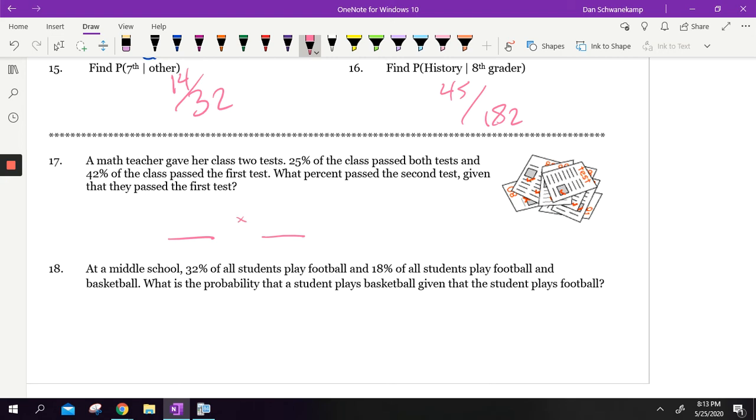We are multiplying them together. This is test A. This is test B. They gave a test, and 25% of the class passed both tests. Notice that I put a multiplication sign, because what's the probability you passed A? What's the probability you passed B? If you multiply those two together, that will tell you the probability of A and B, 25%. 42% passed the first test.